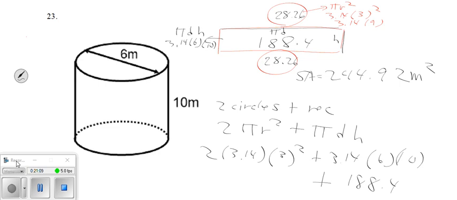And over here, we're going to get 56.52 when we work that out. And when we add them together, we're going to get 244.92 as the total surface area.